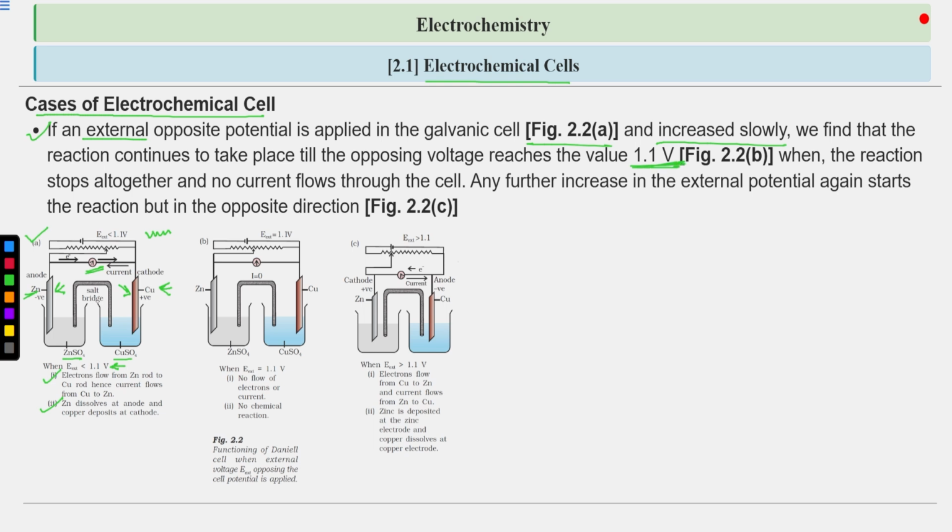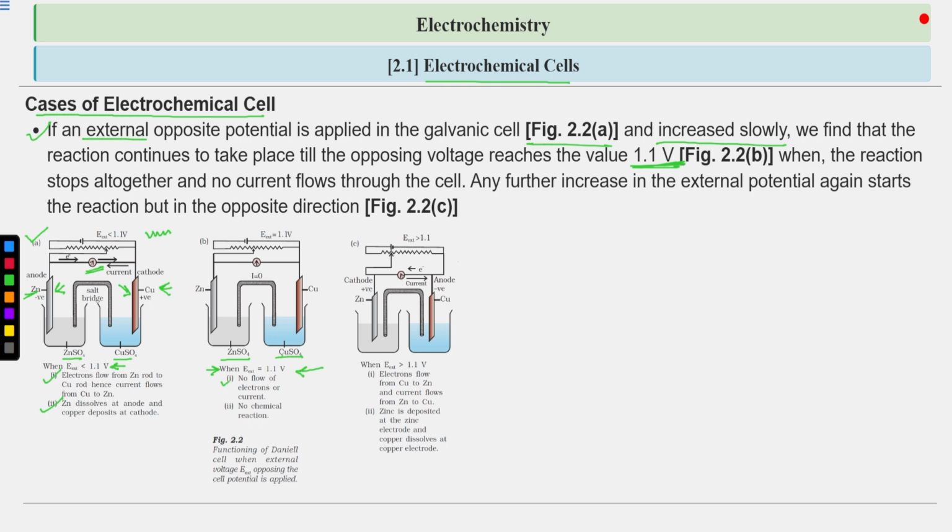Now if the external potential reaches the value of 1.1 volt, that means when the external potential becomes equal to 1.1 volt, you can see that we have the same arrangement where the two solutions are connected by the salt bridge: zinc sulfate, copper sulfate, zinc anode, copper cathode, and the circuit connected to it, but the external potential is exactly 1.1 volt.